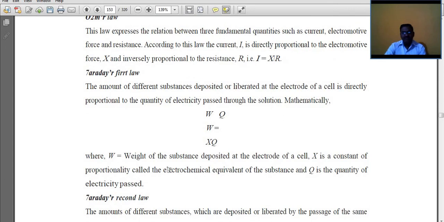Faraday's first law. The amount of different substances deposited or liberated at the electrode of a cell is directly proportional to the quantity of electricity passed through the solution. Mathematically, W is directly proportional to Q. Here W is equal to Z into Q. Here W is the weight of the substance deposited at the electrode of the cell, Z is the constant of proportionality called electrochemical equivalent of the substance, and Q is the quantity of electricity passed.